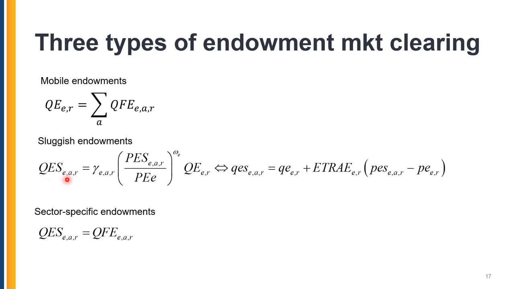So we have a level of supply for this sluggish endowment that is sector specific, right? So it's the supply of some endowment to some activity in the region, and it's going to be governed by this equation. Okay, and so the level of the endowment is pre-multiplied by this price ratio, this elasticity, and this sort of scaling factor, all of which could be endowment specific.